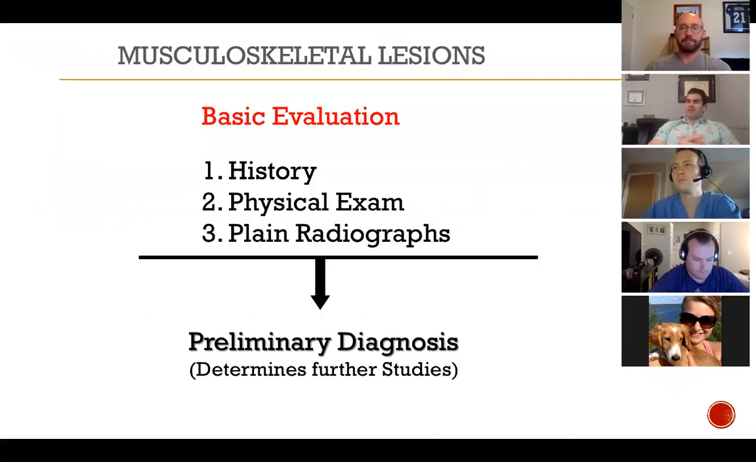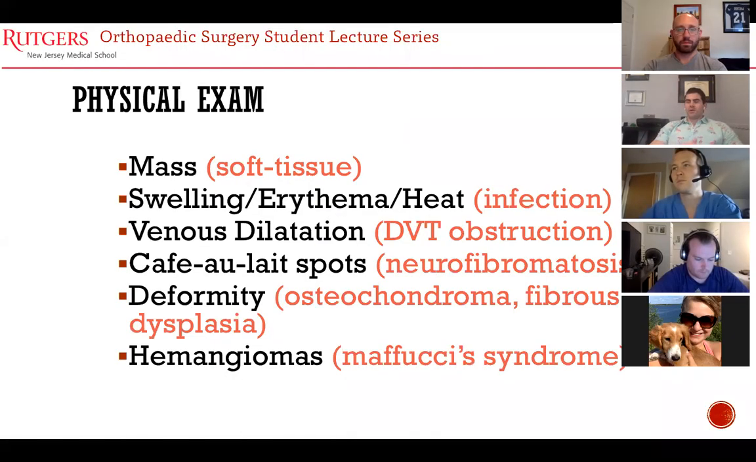So again, as we said, basic evaluation, you start with your history and physical, start with a plain X-ray. Once you go from there, you've got a lot of information that you can form a preliminary diagnosis, and then you can go from there in determining what advanced imaging or laboratory testing you might need in the workup. So just some things to keep in mind before we get into imaging too deeply.